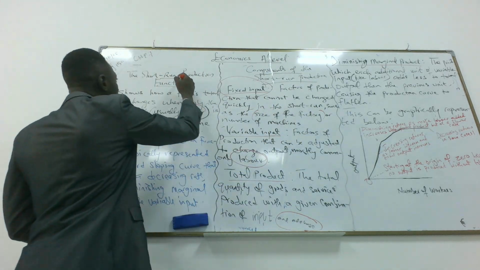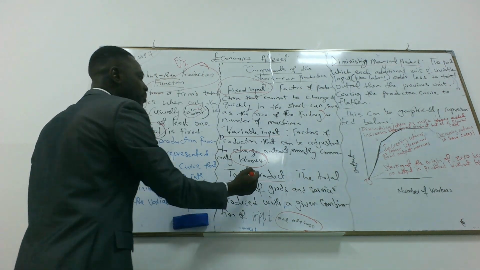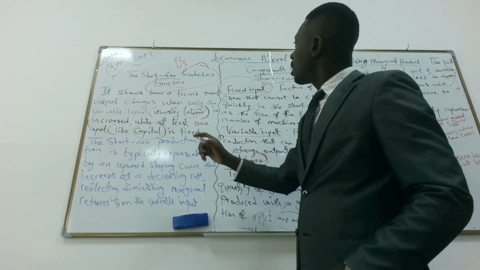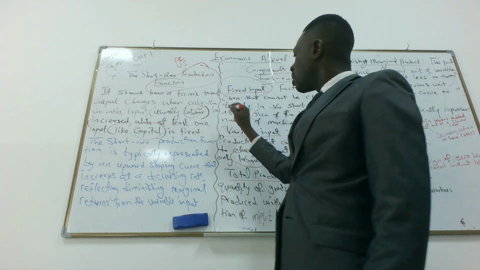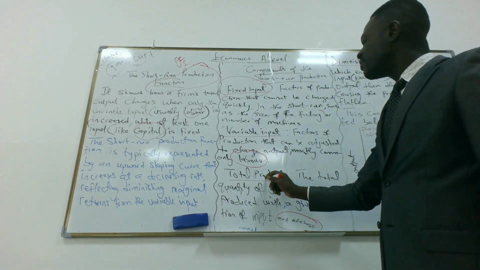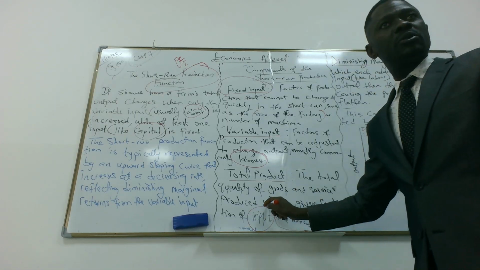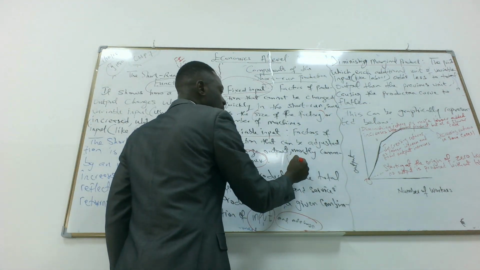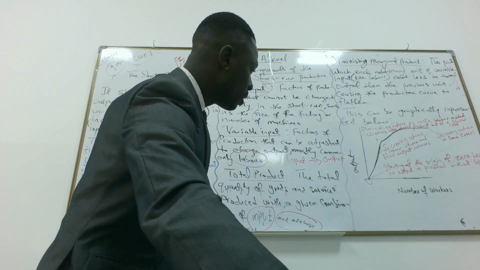So the combination for the production function: we have the fixed inputs, the variable inputs, then the total product. Fixed input, then we have the variable input, which are resources that can change over time, especially labor. Then we have the total product. Total product is the total quantity of goods and services produced with a given combination of inputs. For production, I told you earlier, production means inputs, output. Here we have the process.